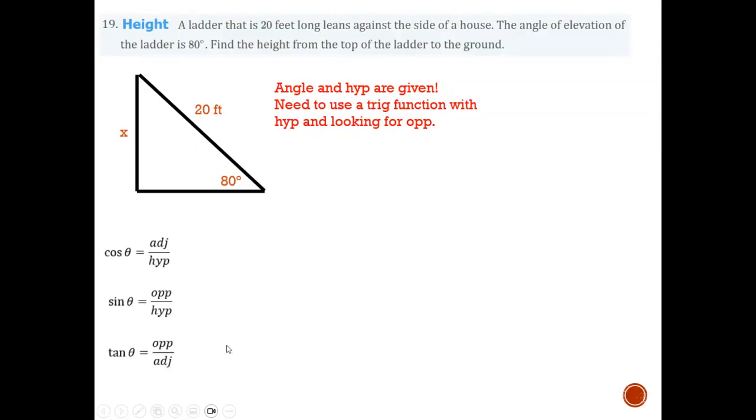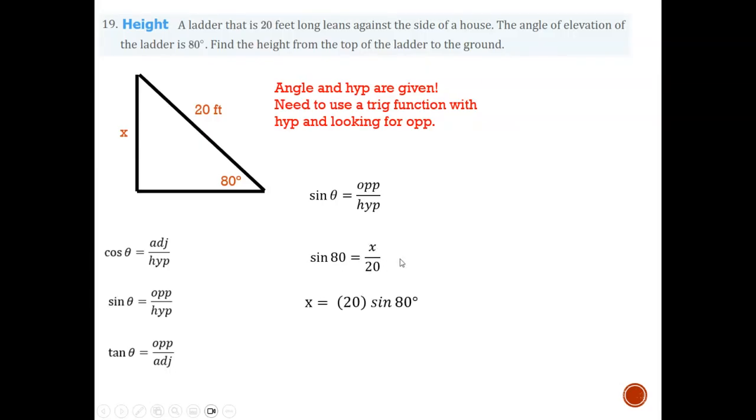Okay, here are the trig function values for the right triangle. I'm going to use sine because sine includes the opposite and the hypotenuse for this angle, which are the two values that we're working with here. I need to solve for one and I have the other one, so I can plug values in. Theta is 80. The opposite is the x that I'm solving for, and the hypotenuse length is 20. So I have this set up. I need to find the x value.